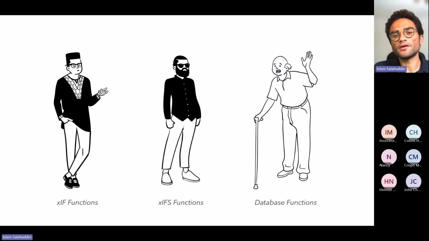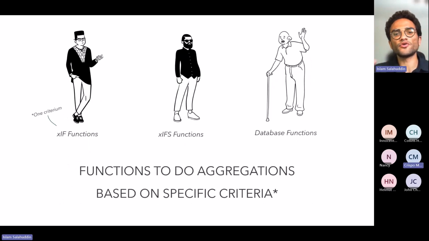functions. And why? Because the three groups of functions are all basically used to do aggregations based on a specific criteria, right? Except for the XF functions, which can work with only one criterion, like SUMIF and AVERAGEIF. So as you see, I'm going to list all the members of the three families in the next slide.